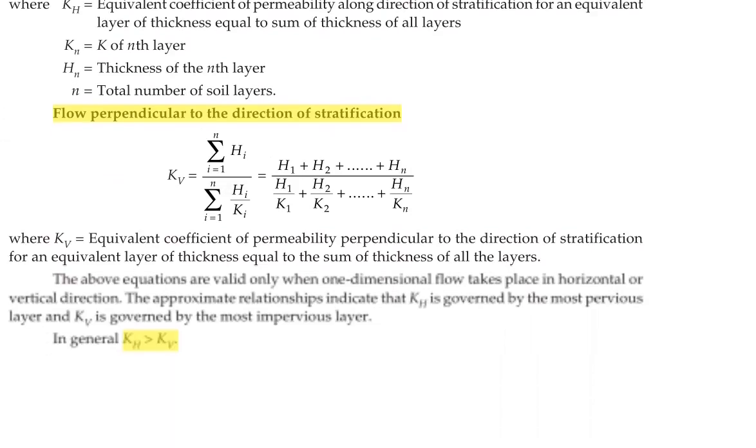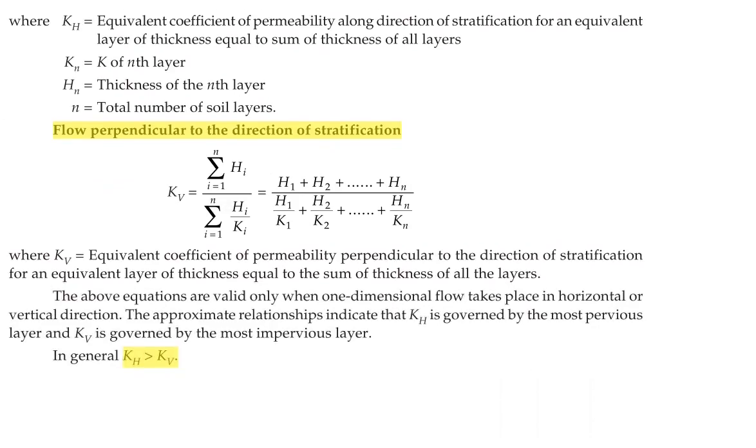Next we will see flow perpendicular to the direction of stratification, that is flow at vertical. Kv is equal to (H1 plus H2 plus etc. Hn) divided by (H1 divided by K1 plus H2 divided by K2 plus etc. Hn divided by Kn), where Kv is the average coefficient of permeability in the vertical direction. In general, the coefficient of permeability at horizontal flow is always greater than the coefficient of permeability at vertical flow. So Kh is always greater than Kv.